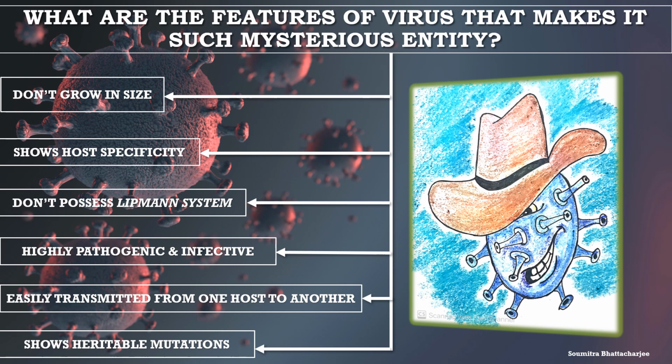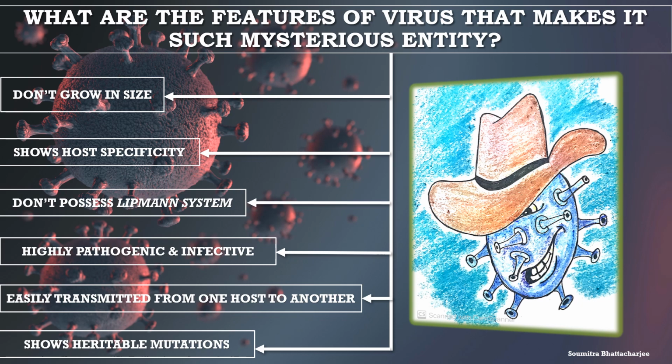What more features make a virus a mysterious entity? It never grows in size. Although it multiplies, it never shows any kind of growth. It always shows host specificity, meaning a plant virus will not attack an animal and vice versa. There is a very typical system which we refer to as the Lippmann system, which tells us how a cell synthesizes ATP by utilizing its own machinery. It is never present within a virus.